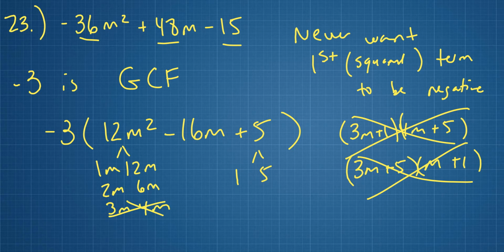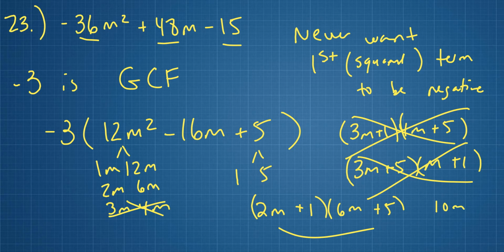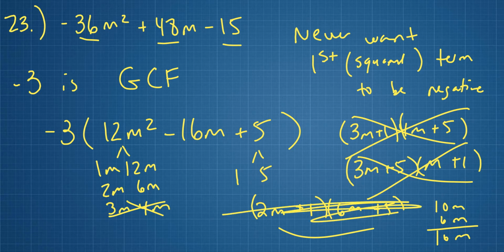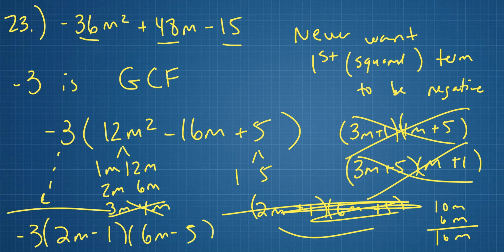So I'm going to try 2m and 6m. So I'm going to do 2m plus 1, 6m plus 5. The outside gives me 10m. The inside gives me 6m. So it's the right number, but the wrong sign. So remember, my final answer is going to be negative 3. Remember, that drops down. I'm going to put 2m minus 1, and then 6m minus 5. So that's my final answer.